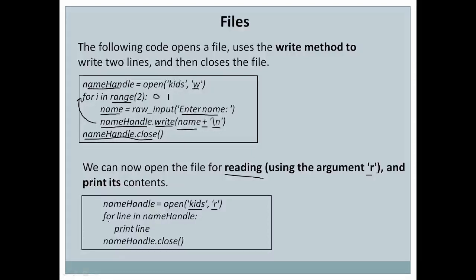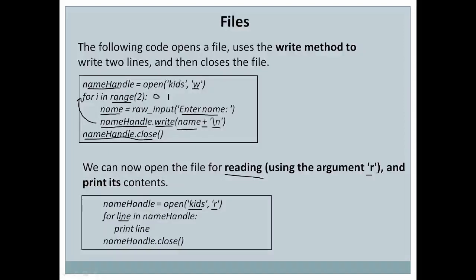Python considers a file as a set of lines, so we can read information from the file line by line, and that is the reason we have used a for loop here, for line in name handle. Name handle is pointing to a file that is kids, which means name handle includes the contents of the file in terms of number of lines.